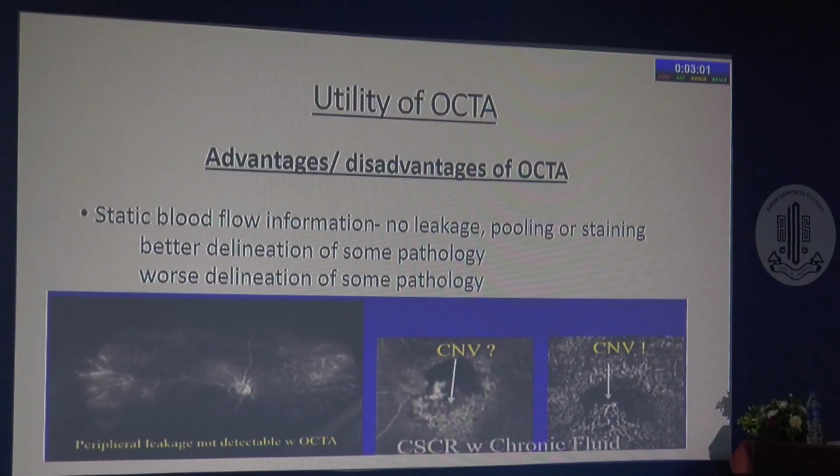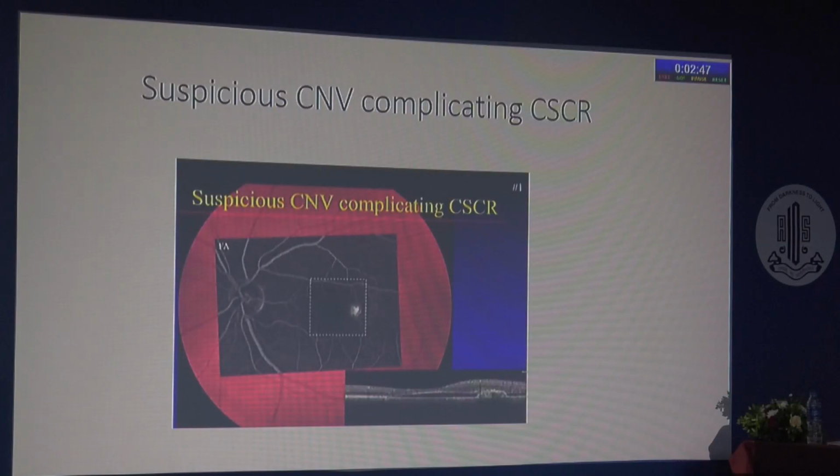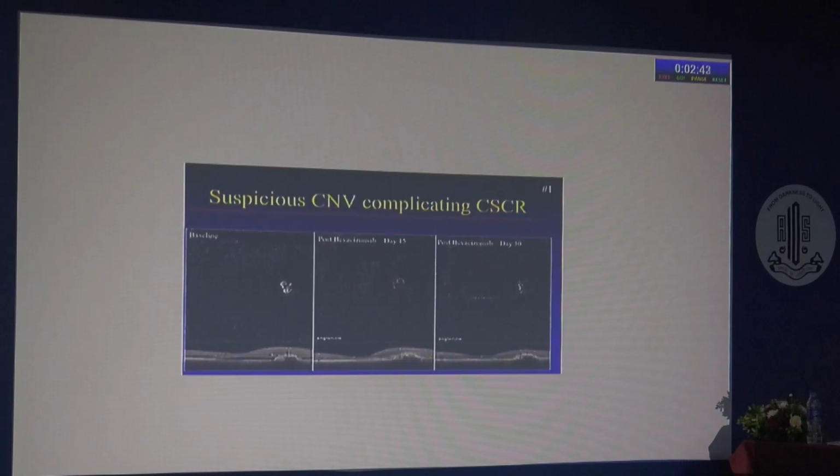So what is the disadvantage? There's no leakage, no pooling. But sometimes if there's no pooling, you can pick up the CNVM. Sometimes the early and the late leakage blurs the CNVM on angiography. So you need to have an OCT angio when in doubt. A suspicious CNVM complicating CSR, it helps you pick up.